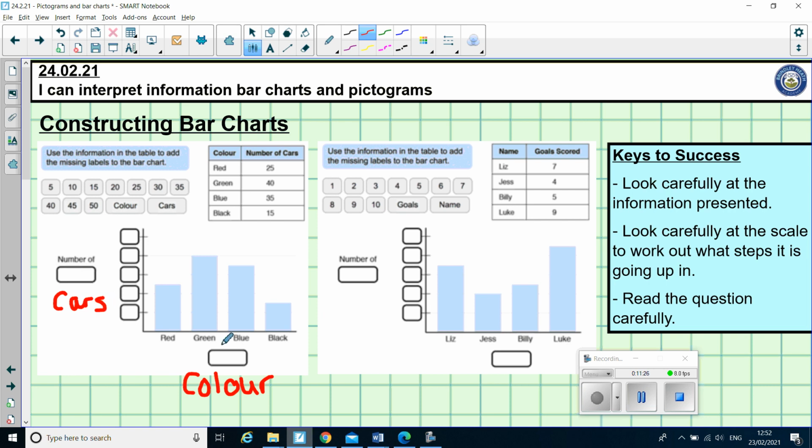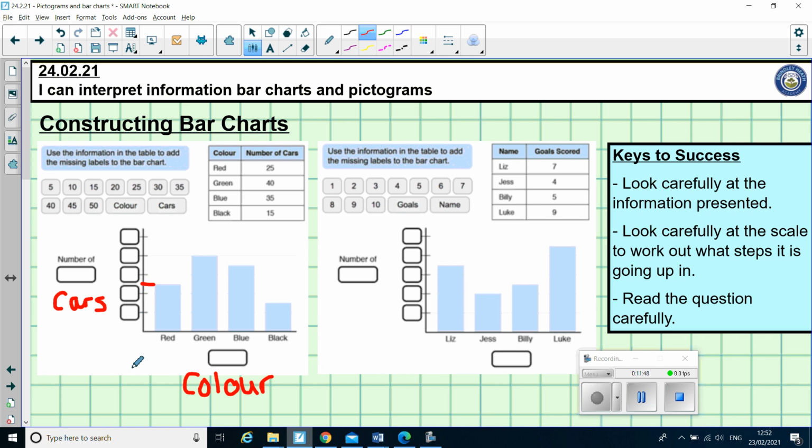Now, the tricky part then is deciding what these numbers are up the side and what we're going to go up in. And the way to do this is to look at some of the information in the table. So for red, we know red is 25. So 25 must come halfway between these two numbers.